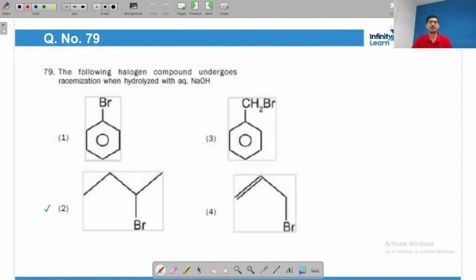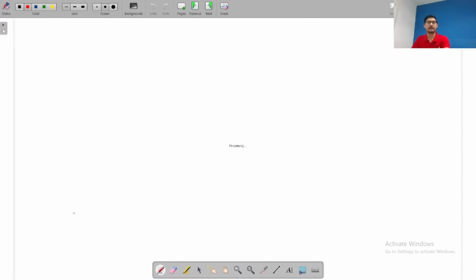The following halogen compound undergoes racemization, so a chiral carbon should be present. You can check that these compounds do not have a chiral carbon, right? So there is a chiral carbon here, with methyl, bromine, hydrogen, and ethyl. So racemization will occur in this compound.